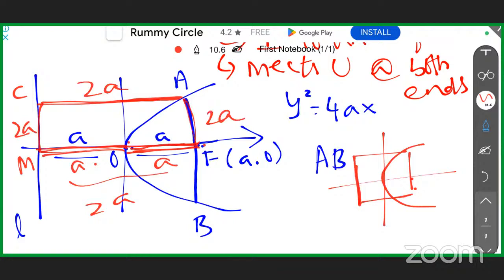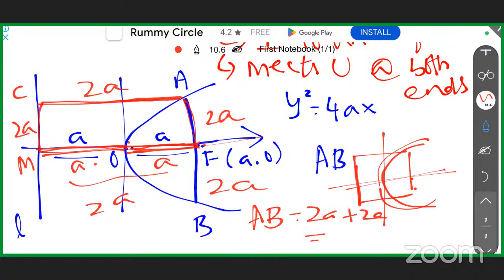We know that our parabola is symmetric. Symmetry means if I cut a parabola, it will get cut into two equal parts. So what will happen? If this is 2A, this also will become 2A. So therefore my AB will be how much? My AB will be 2A plus 2A. It will be 4A.